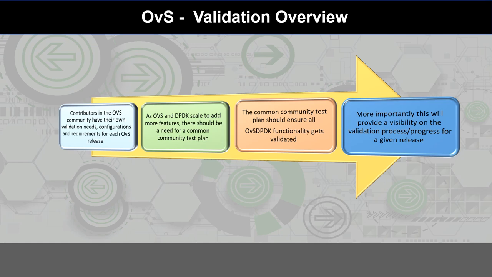So all these factors make the common community test plan a necessity. The primary goal for this common community test plan should be to ensure that all OVS DPDK functionality gets validated for each release. At the same time, this will provide visibility on the validation process for each release. The developers can keep track of the bugs reported across a common tool, and bug fixes can be shared. So this will improve the OVS project as a whole.